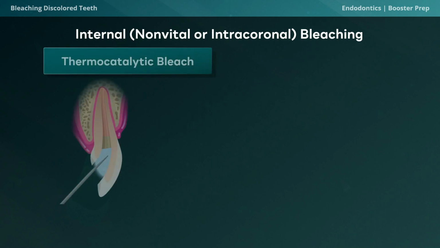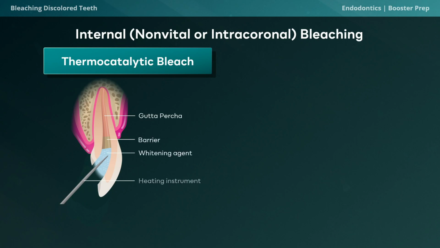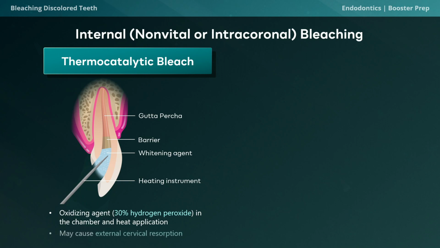Now, there's a couple of internal bleaching techniques that can bring back that pearly white shine, and we're going to go over them. The thermocatalytic technique is the first one we will discuss, and it involves placing a potent oxidizing agent, like 30% hydrogen peroxide, aka superoxol, inside the tooth's chamber and then applying heat. However, it's a bit of a delicate process. Too much heat or chemical can irritate the tooth all the way to the cementum and periodontal ligament, potentially leading to external cervical root resorption. Definitely not something we want.